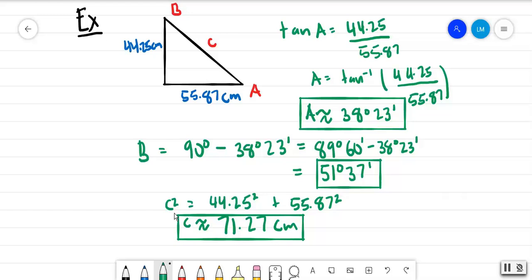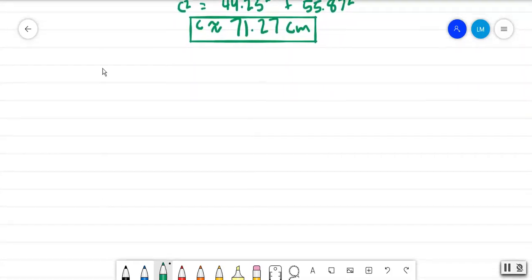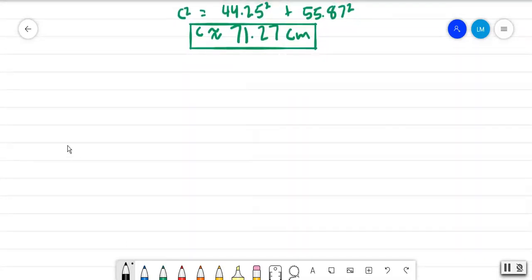Okay, now the next thing that we look at in this section is what we call angle of depression and angle of elevation.